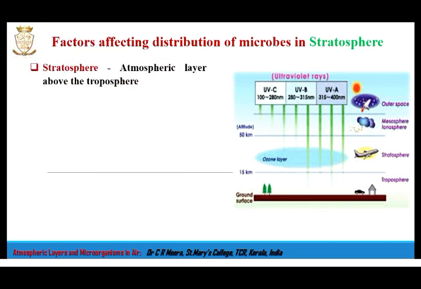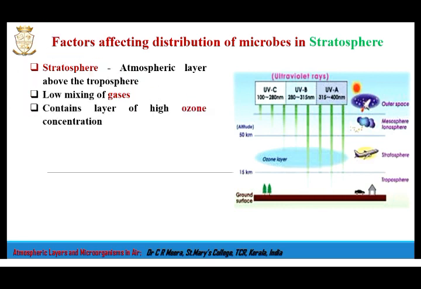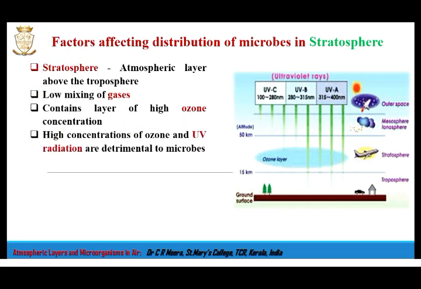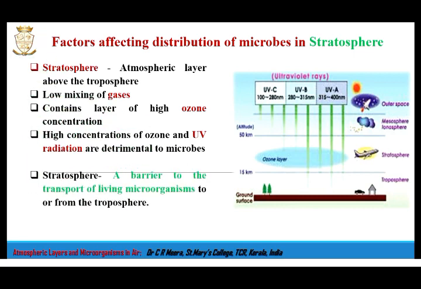The atmospheric layer above the troposphere is called the stratosphere. The stratosphere is characterized by low mixing of gases and contains a layer of high ozone concentration. The ozone layer absorbs the ultraviolet rays of the sun and protects the Earth's surface from excessive UV radiation. But exposure to high concentrations of ozone and UV radiation is detrimental to microbes. Thus, the stratosphere acts as a barrier to the transport of living microorganisms to or from the troposphere.